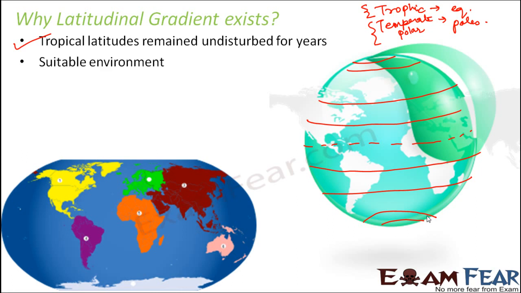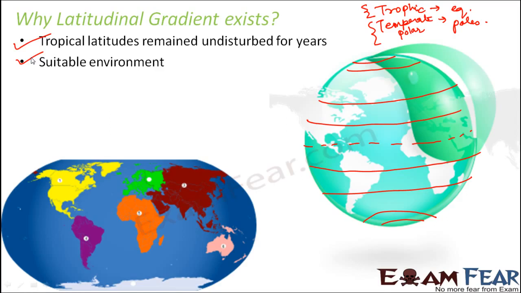The next is suitable environment. The environment in the tropical areas is more suitable when compared to the polar areas. Now, what do we mean by suitable environment? The climatic changes. The changes in climate in the polar regions are very frequent. The climate keeps changing frequently, and also the climate changes are very unpredictable. So you do not know when there is going to be a glaciation. You do not know when the environment is going to be extremely cold, freezing, and again suddenly the weather will change. So it becomes very difficult for the living organism to adapt to such a frequently changing environment.